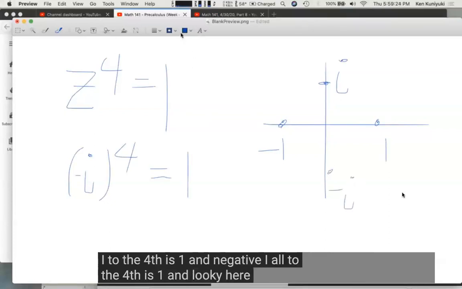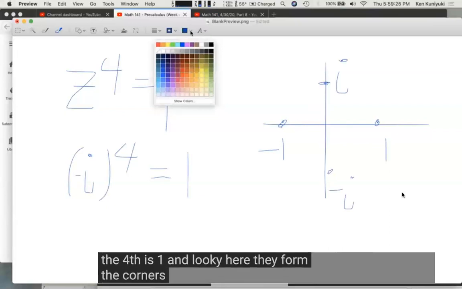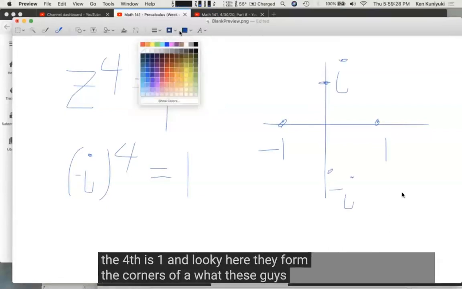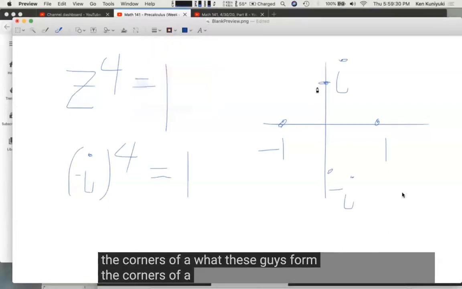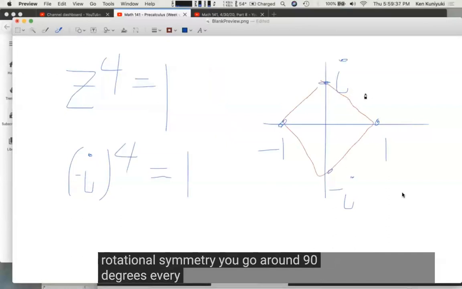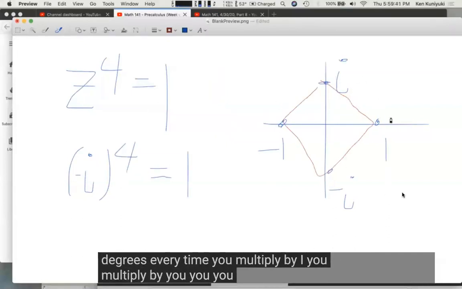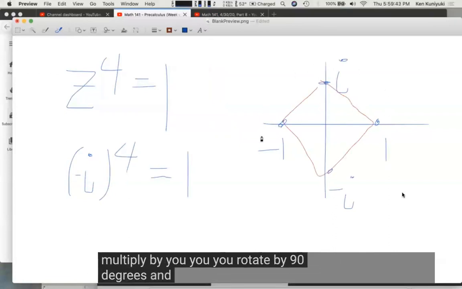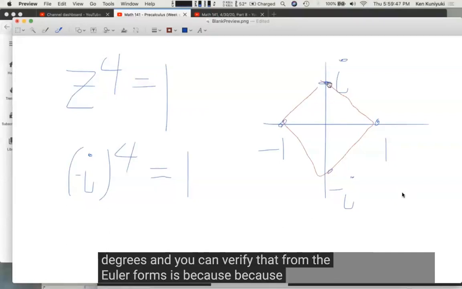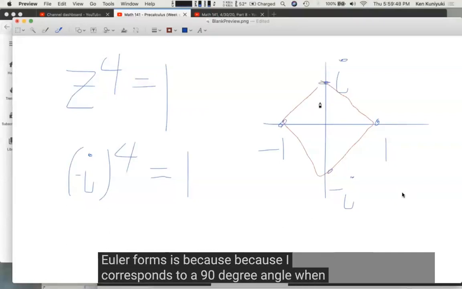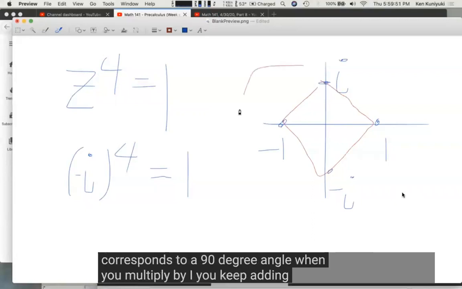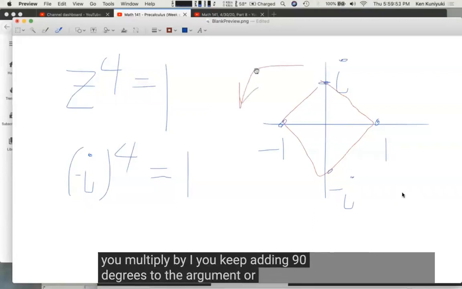And looky here, they form the corners of a what? These guys form the corners of a square. We have rotational symmetry. You go around 90 degrees. Every time you multiply by i, you rotate by 90 degrees. And you can verify that from the Euler forms. It's because i corresponds to a 90 degree angle. When you multiply by i, you keep adding 90 degrees to the argument or direction angle.